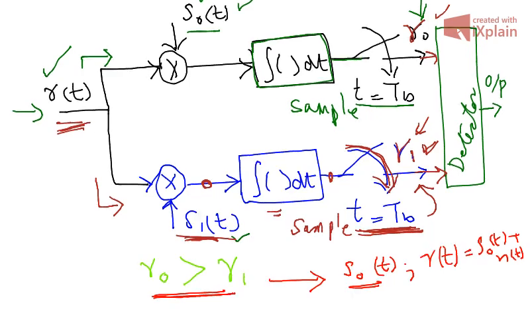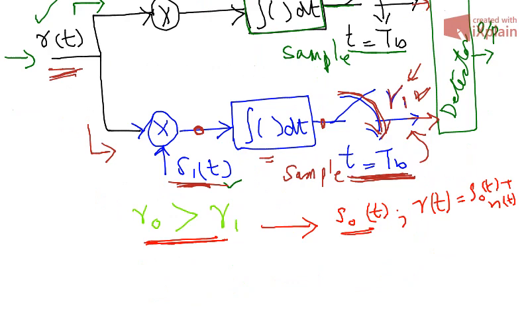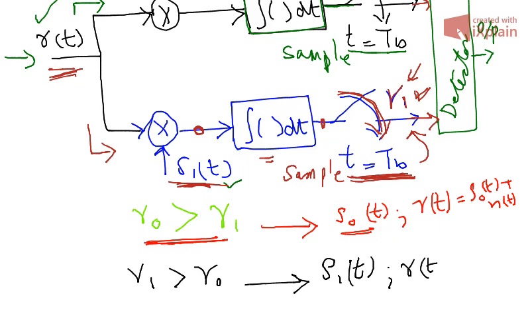However, if it finds r1 greater than r0, then the detector takes the decision in favor of S1(t), which means that the detector declares that your received signal is S1(t) plus noise, right?